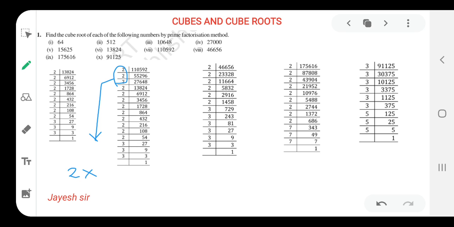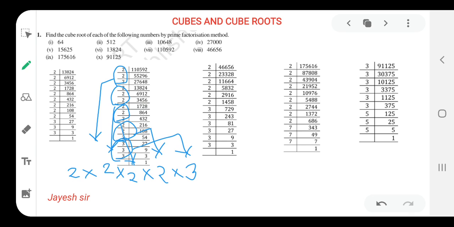Multiply sign would be there. Again the pair of 2 we can see over here, again we will write 2 over here. Now next would be again the pair of 2, that we will write over here, multiplied by 2. Again the pair of 2 we can see. I hope you all might be able to see that. Now the last pair that we are left with is of 3. So I am writing over here like this.